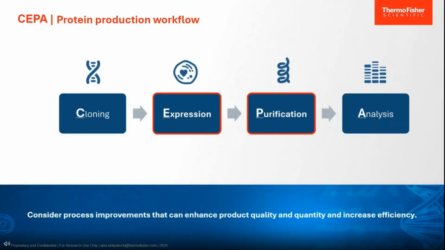So as many of us know, protein production is a multi-step process, one we like to call CEPA, which stands for cloning, expression, purification, and analysis. Today we will focus on expression and purification of membrane proteins, and I'll present some process considerations that can enhance your product quality and quantity and also increase efficiency, overall increasing your likelihood of a successful outcome, reducing your time and effort spent.